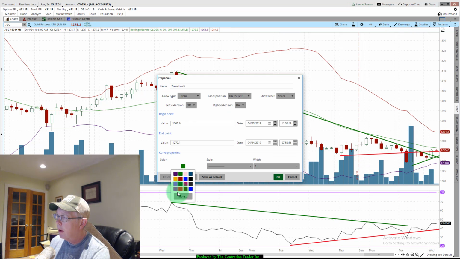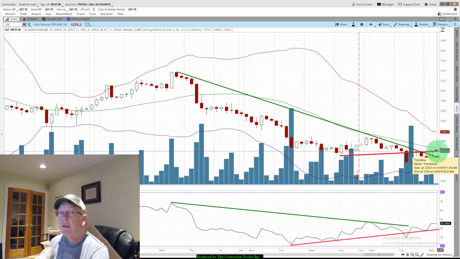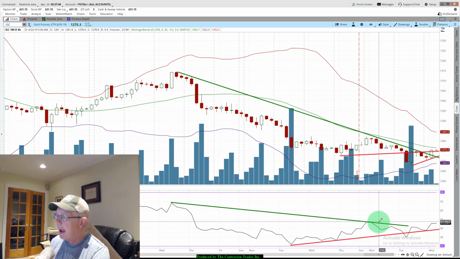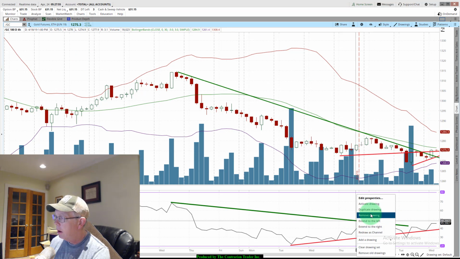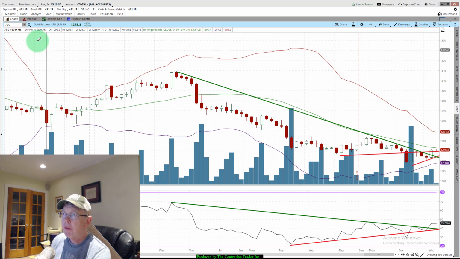Now, it should be red. Okay, so we broke out overnight. We're retesting the breakout point. It looks like a fairly strong morning for the price of gold, and we may press higher here. We have a breakout on the RSI as well. So I like the chart here of gold this morning.